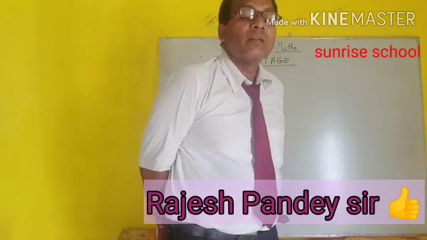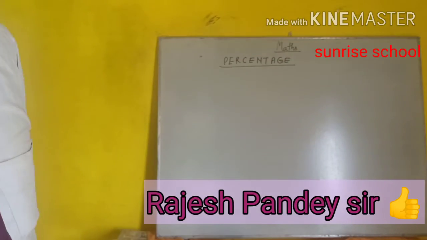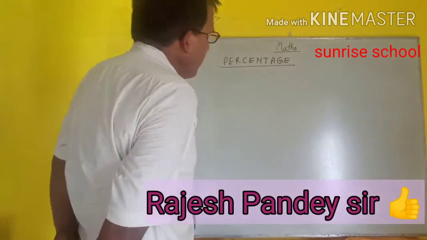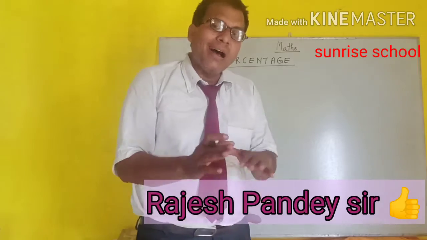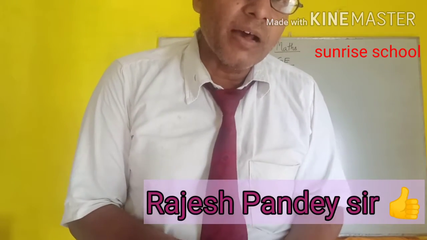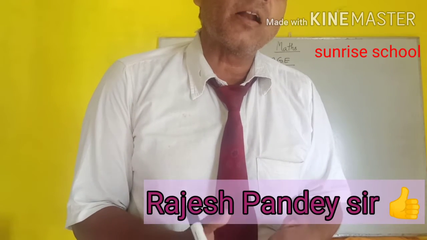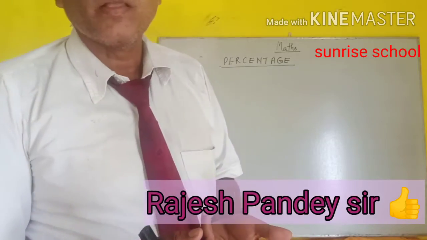Your mark is 90% because you get 90 marks in 100 marks. See here, percent means on 100 how many marks you get. If you get 45 marks in 100, then your percentage of marks becomes 45%.